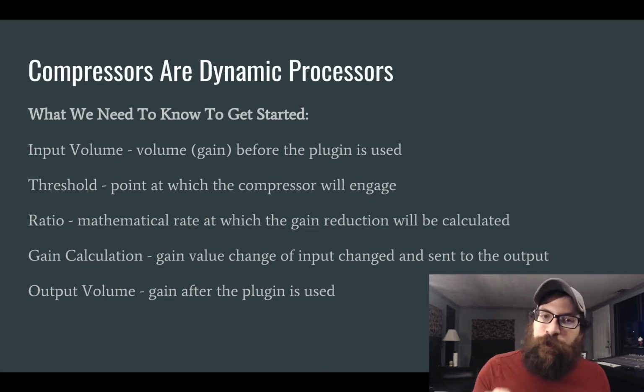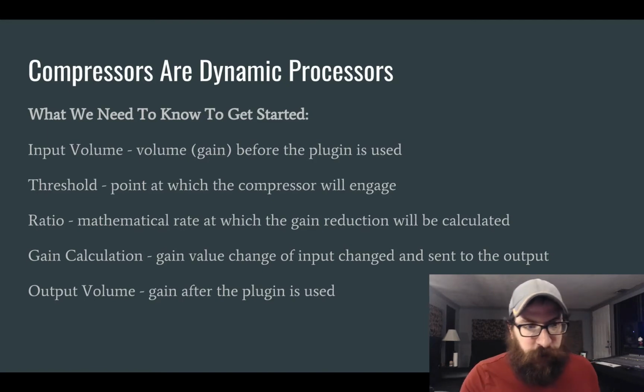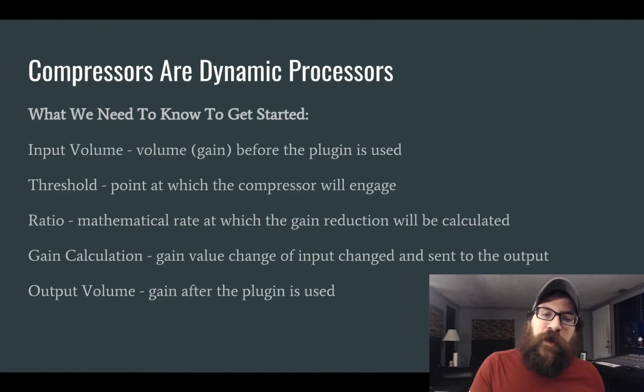Your threshold is the point at which the compressor will engage. Your ratio is the mathematical rate at which the gain reduction will be calculated, and we will get into this. We're going to make it real simple, okay? Your gain calculation: we're going to take the ratio and the threshold and do some gain calculations, but basically it's the gain value change. It's how the value changed from input to output, and then when you send it to the output, that's your output volume. So what is the new volume after it goes through the compressor? You could also make gain adjustments at that stage in most compressors as well, but let's get into it now.